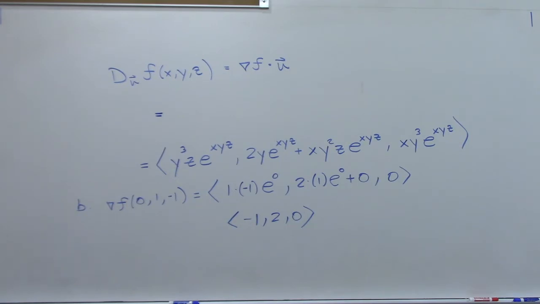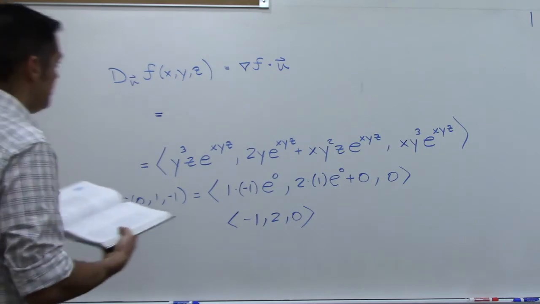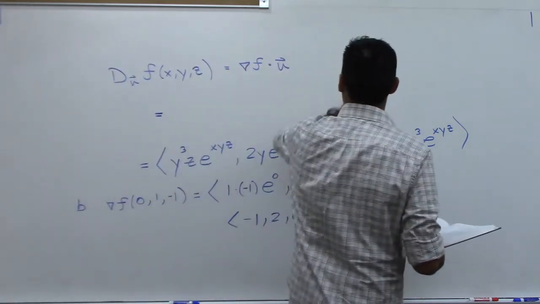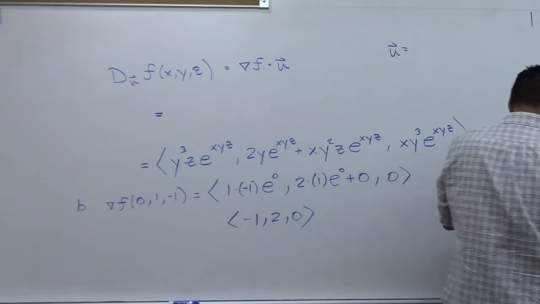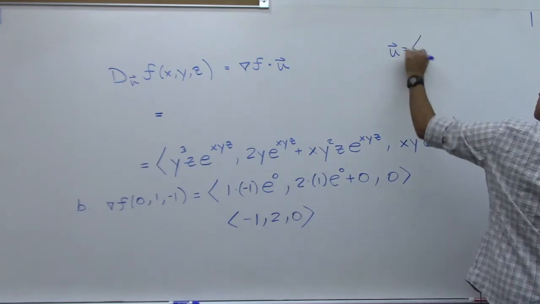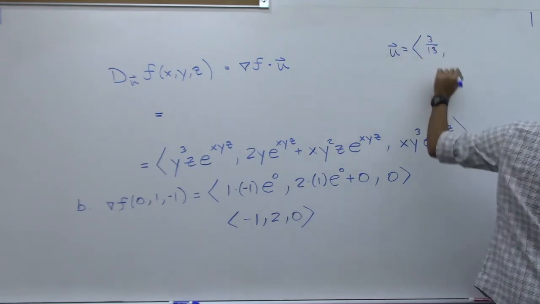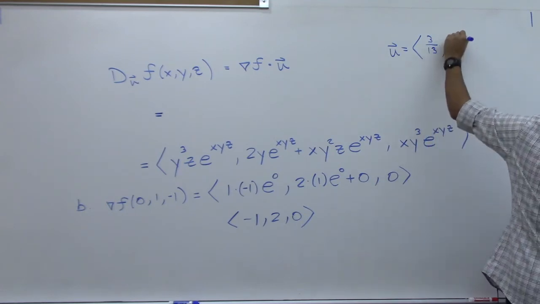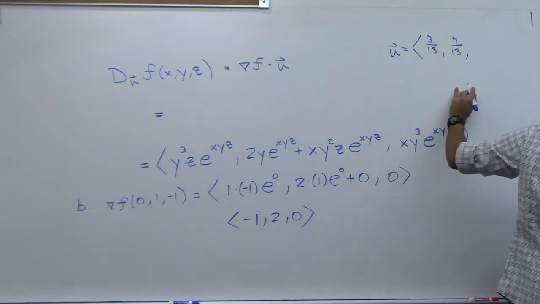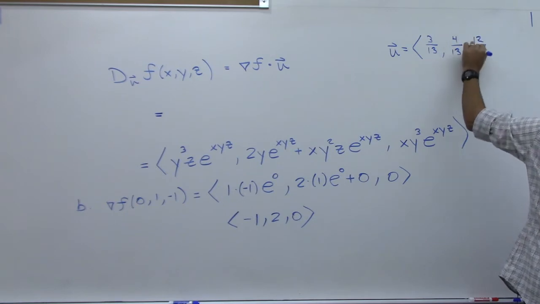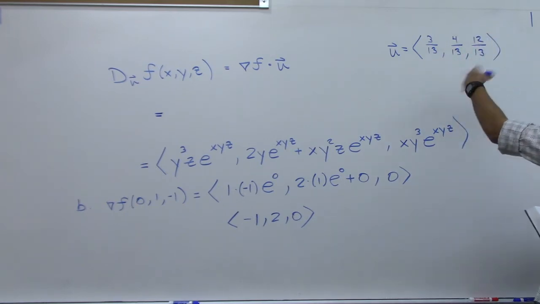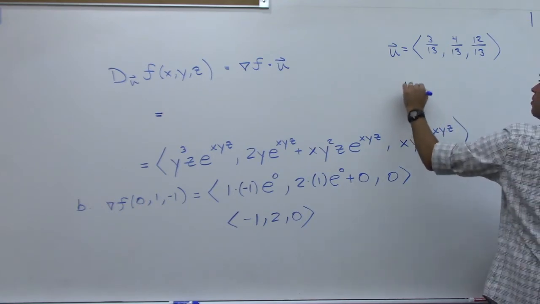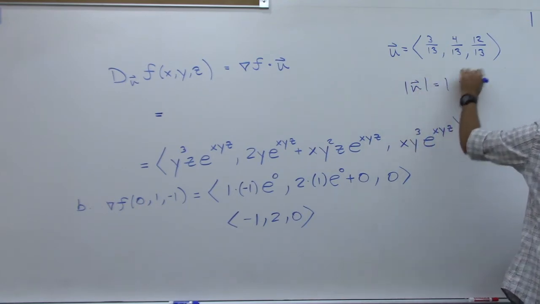Oh, wait a minute. You know what? I wrote the wrong u down there. I'm glad I erased it. I was looking at number 5 for the u. The u is actually 3/13, 4/13, and 12/13. And find the magnitude of that. Just to double check it, the magnitude of u is 1. So it is a unit vector.